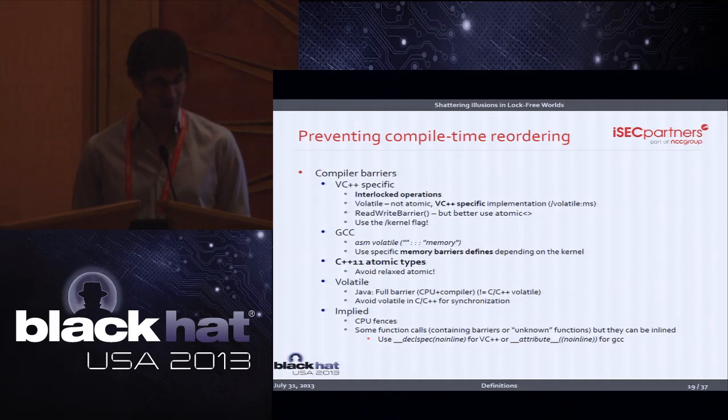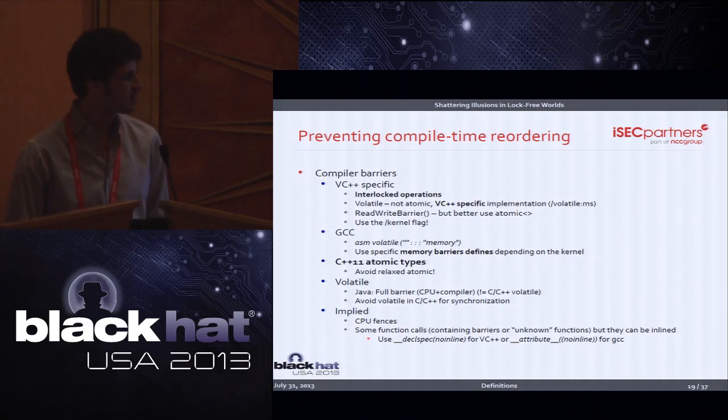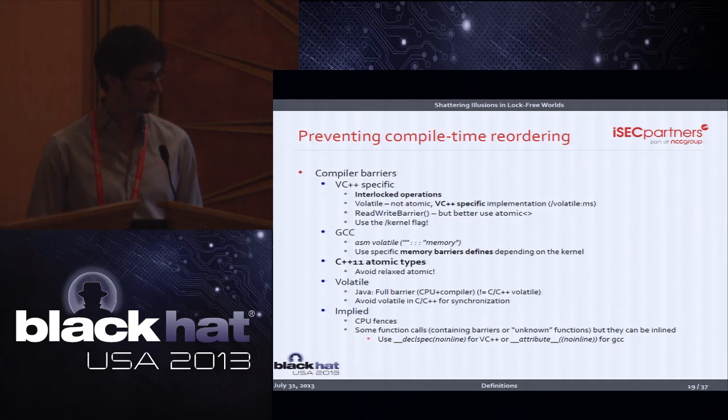So I listed here barriers that should be used to prevent compile-time reordering. Some of them are specific, such as the interlocked operations or C++ atomic types, which should be the best things to use here. Some of them are also implied to be compiler barriers, such as most of the hardware barriers, as well as some function calls. Even though some of them are often inlined, so you can't really rely on that. You may need to use a compiler directive to force it.